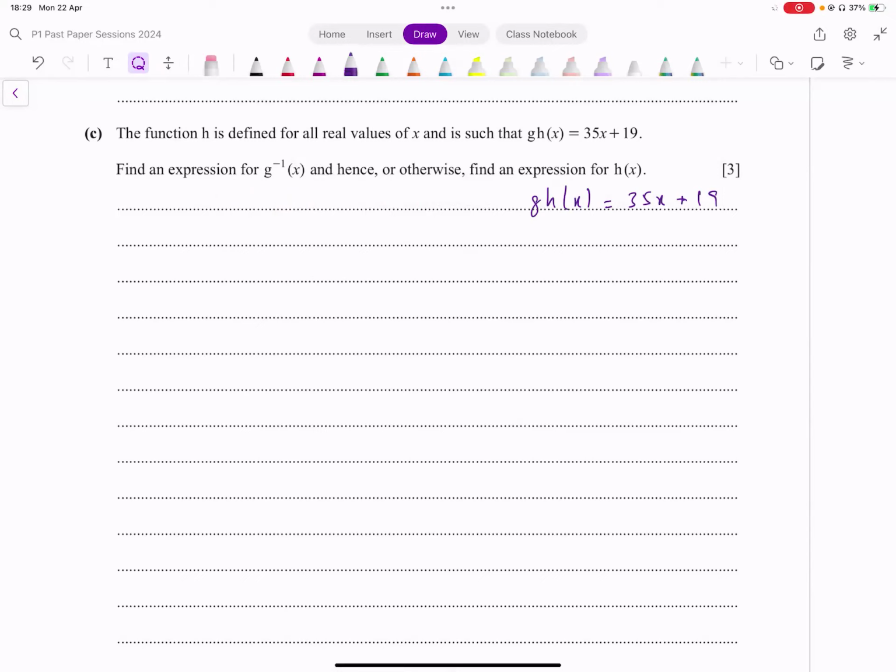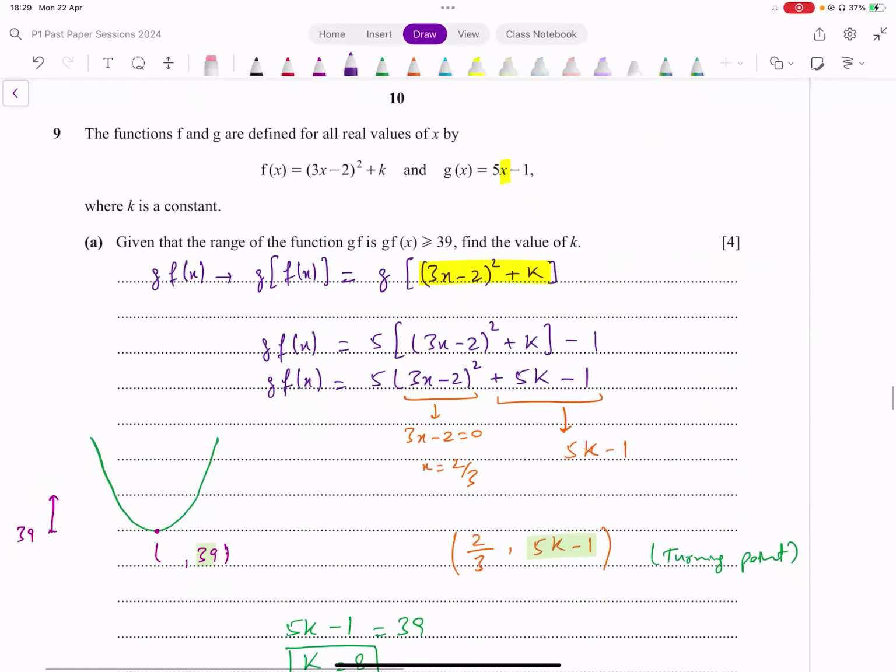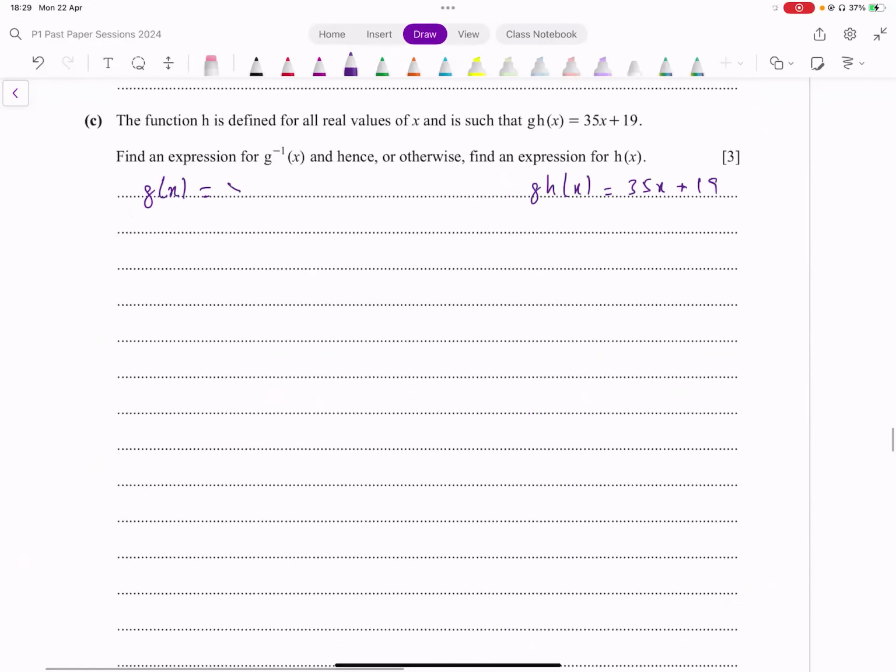Now, how do you deal with problems like these? You've got the function g of x. What was g of x? G of x was 5x minus 1. You say let y equals g of x, and that gives you y equals 5x minus 1. You make x the subject, and that will give you (y plus 1) over 5. And the function g inverse turns out to be (x plus 1) over 5. This is g inverse.